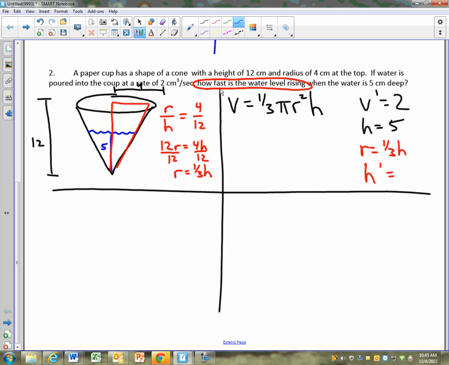So I can now take this 1/3 h, and I can plug it in right here and get rid of my r. So the volume is equal to 1/3 pi times 1/3 h quantity squared times h. What's 1/3 h squared? 1/9. And what's 1/9 times 1/3? So we end up with volume is equal to pi over 27 times h to the third. Now I have a nice formula.